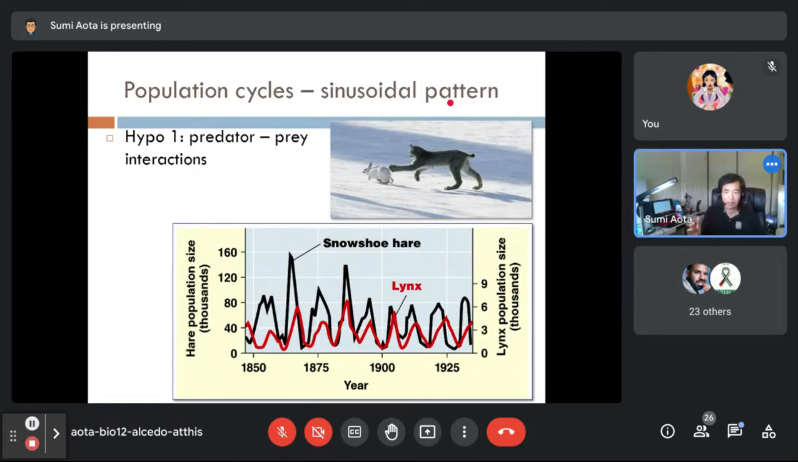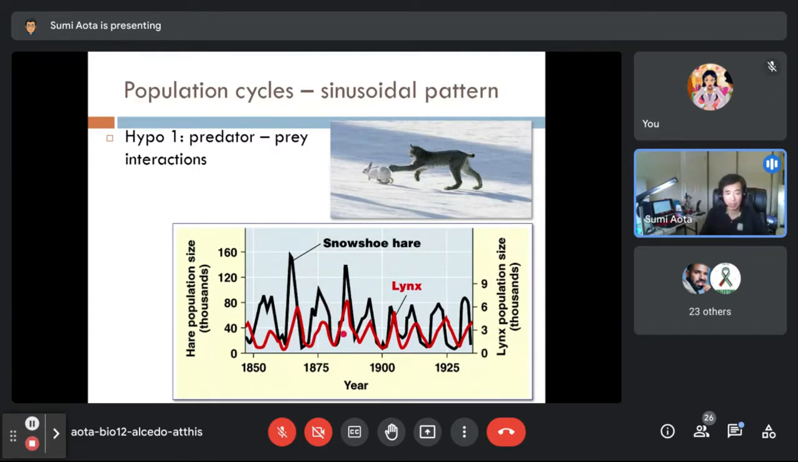Question is why? One of the ideas that was out there is that the cycling is due to predator-prey interaction. So when predator levels are high, it causes prey numbers to go down because of overfeeding. And then when the predators get starved out, the prey numbers come back up, right? So that's why you have this cycling.